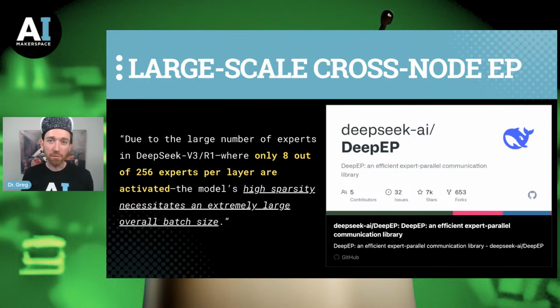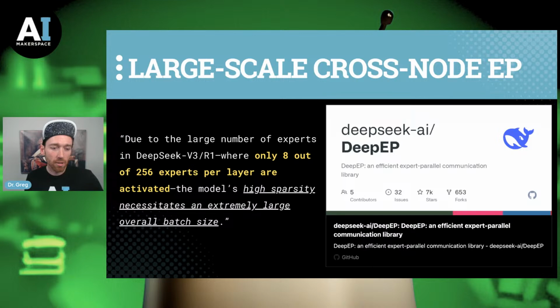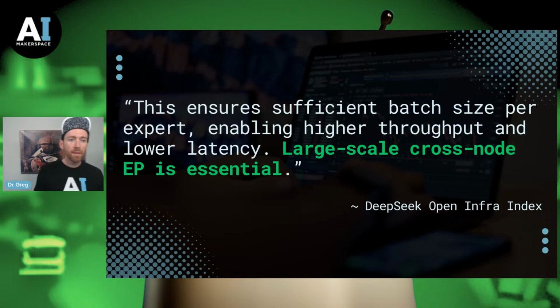So when we talk about this sort of large scale cross node expert parallelism, this is a great line from one of the repos that says, due to the large number of experts in DeepSeek v3 and R1, where only 8 experts per layer are activated. This is reminiscent of some of the ideas of, if we quantize low enough, then we can still get a great answer. The high sparsity necessitates an extremely large overall batch size. This ensures a sufficient batch size per expert, enabling higher throughput and lower latency. Large-scale cross-node expert parallelism is essential.